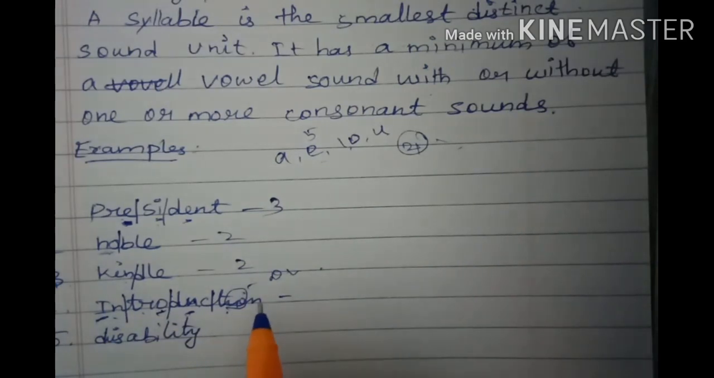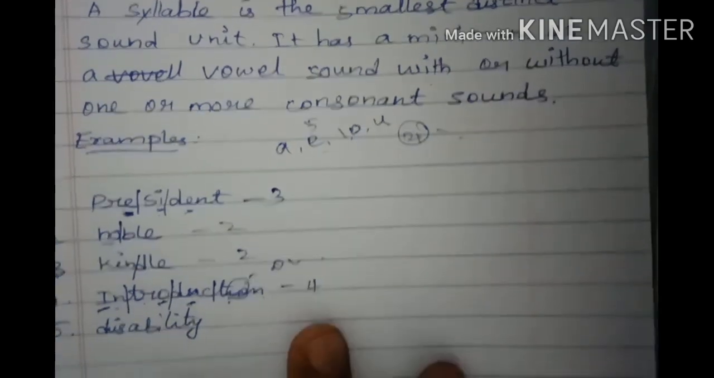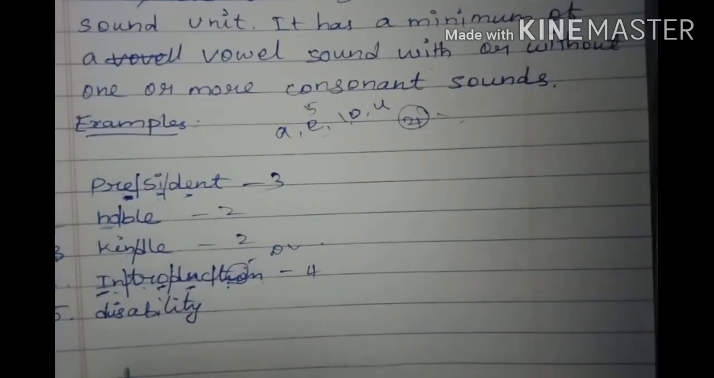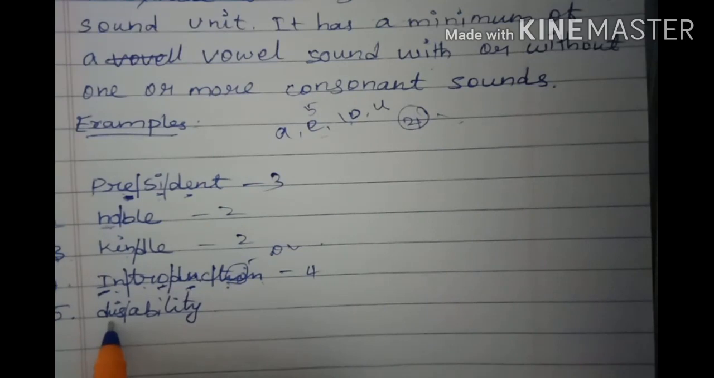This is not so important, just keep it in your mind. While two vowels are joining, it's called a diphthong. Diphthongs sometimes are not split. Sometimes it will split, but sometimes it does not split the word. So here they have given four syllables. Then see the fifth one, disability. In that word, dis is the first syllable, because this is the prefix.